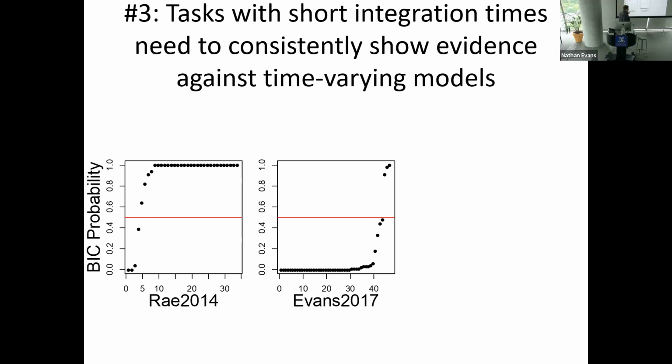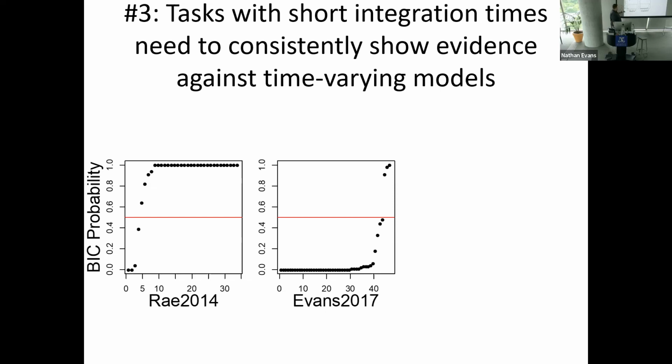So if the time varying model is something that's happening in the RDK, but not in lots of other basic perceptual tasks that we use, then we'd expect to see consistent evidence for a time varying model in RDK paradigms, but against the time varying model in standard paradigms, right? These are two brightness discrimination tasks.